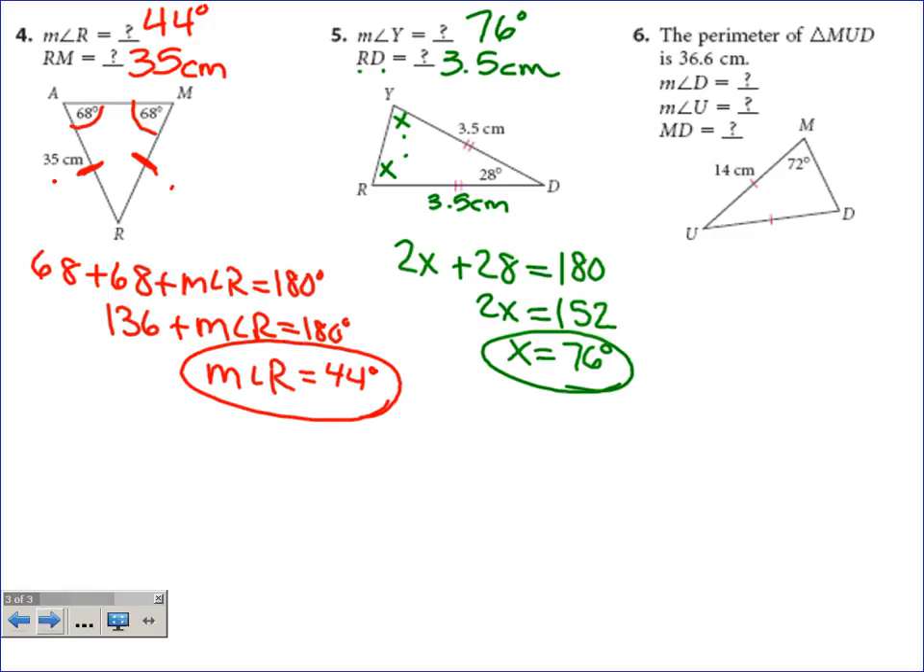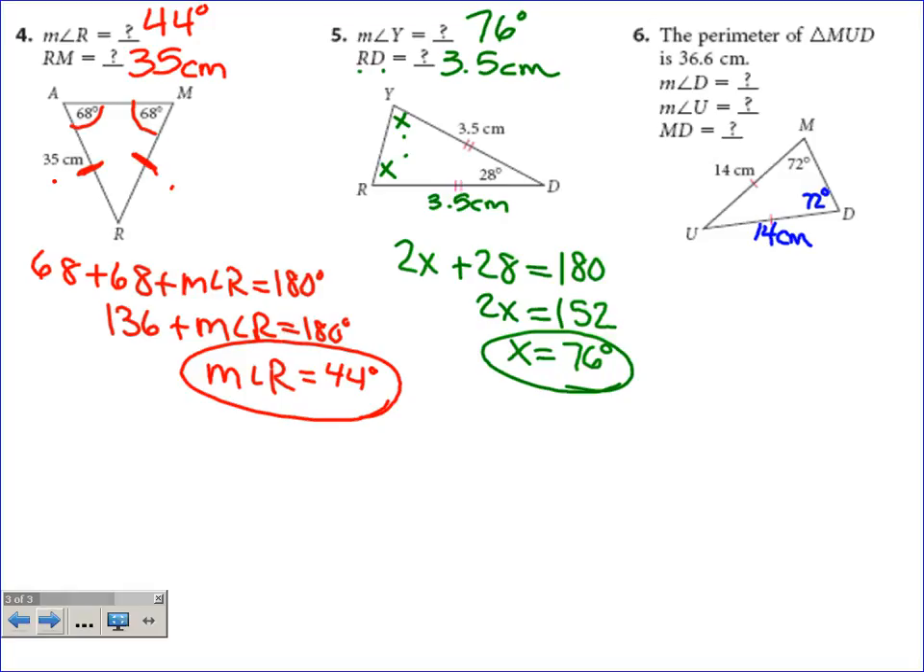The last one, number 6, has a little bit more going on. I'll probably use a lot of space for this one. It says the perimeter of triangle MUD is 36.6 centimeters. Well, I know this one over here has to be 14 centimeters because those two are congruent. The markings tell me that. I'll know this is 72 degrees.